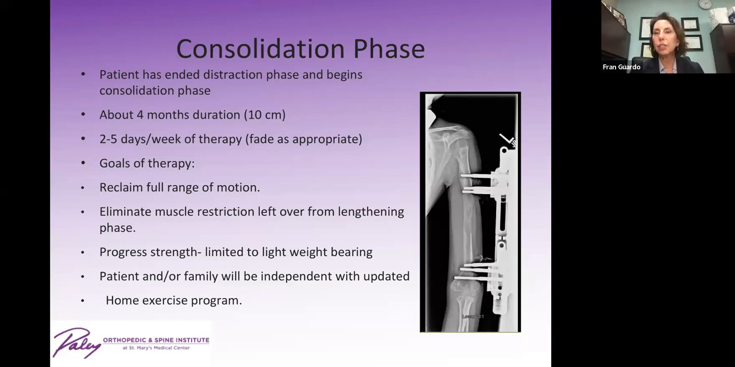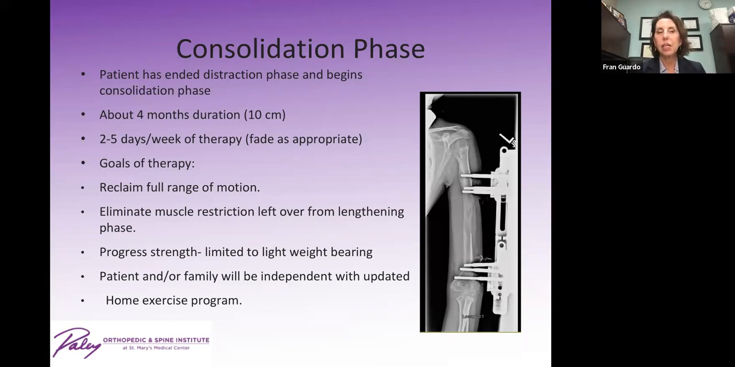And if it's an adult, adults take a little bit longer to consolidate. So it's usually about a 1.5 ratio. So if you had a 4-month distraction phase for an adult, it's typically going to be about 6 months for consolidation. Therapy during the consolidation phase can typically fade.